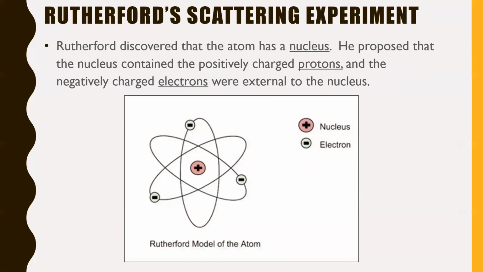Rutherford discovered that the atom has a nucleus. He proposed the nucleus contained the positively charged protons, and the negatively charged electrons were external to that nucleus, right? So in the nucleus there were positive protons, and electrons were the negative piece buzzing around it. And he also felt the scale of this was insane. He thought the nucleus was a very, very tiny portion of the overall scale of a full atom.